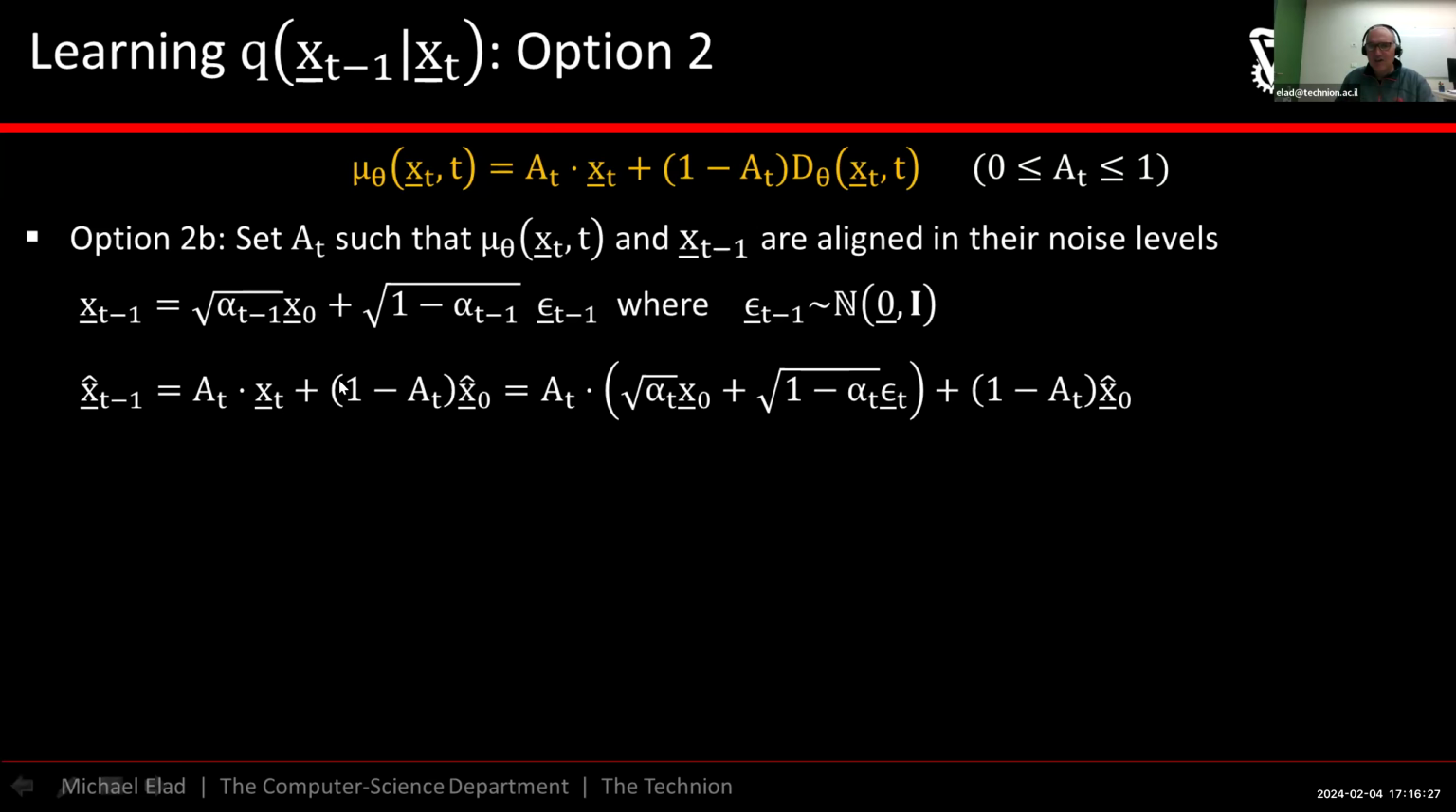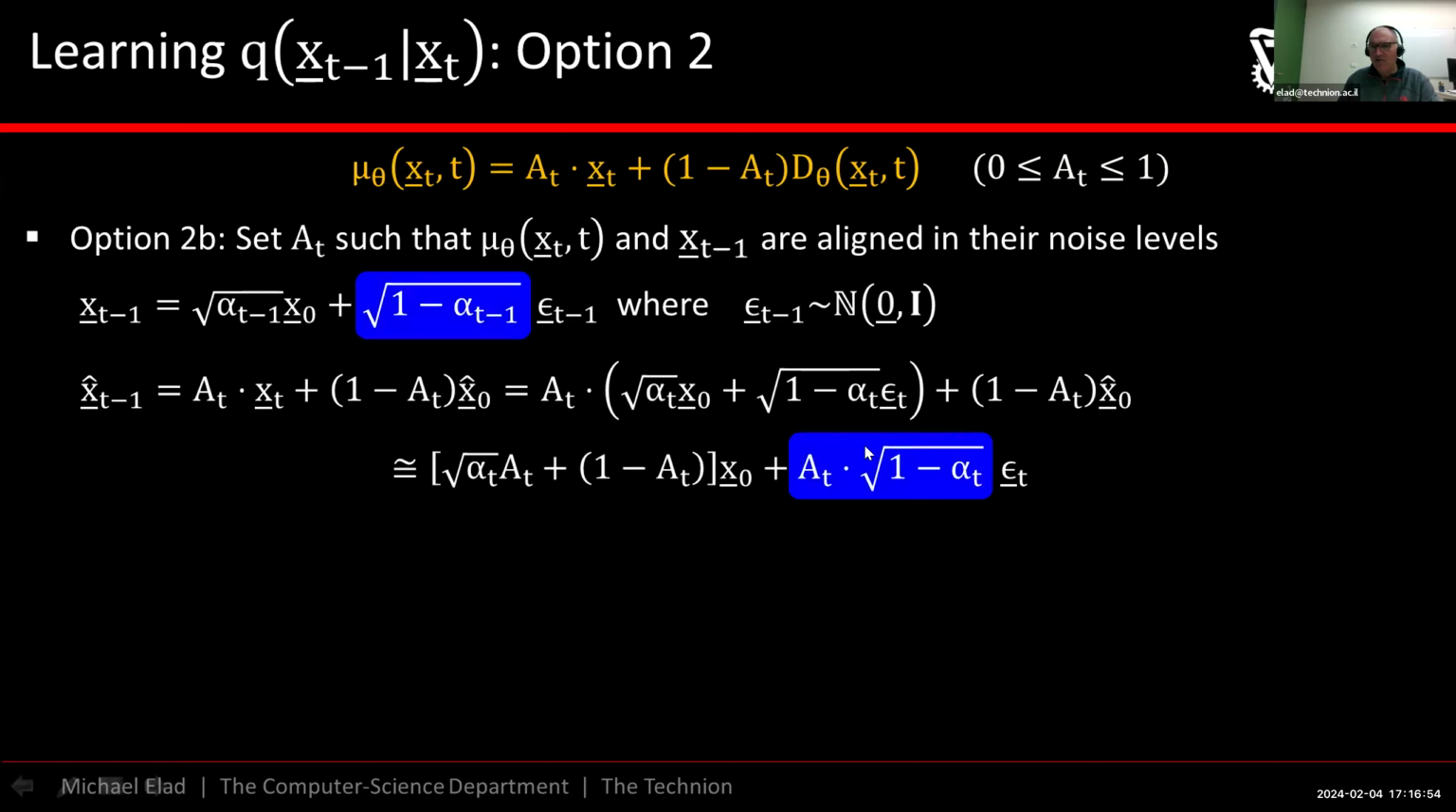Now let's assume that x0 hat is x0, which is crude, but this is the assumption I will make. So basically, this is a clean image, and this is the image xt. So basically, a_t is multiplying, instead of xt, I will write down an expression that is very similar to this. Square root of alpha t x0 plus square root of 1 minus alpha t epsilon t plus a deterministic part. So what do we see here? We see that epsilon t is multiplied by a_t and by square root of 1 minus alpha t. This is the level of the noise in my formula, xt minus 1 hat. This is the level of the noise in the original formula of xt minus 1. If those two are equal, it implies that this is the a_t you want to use.